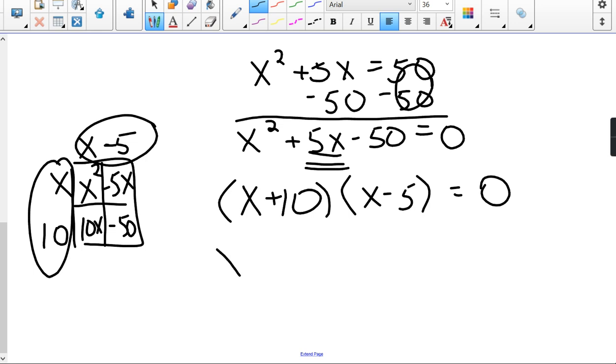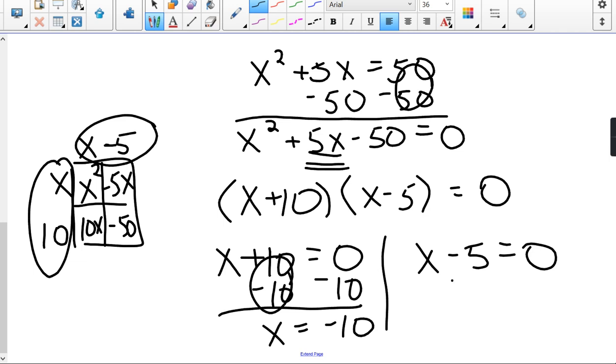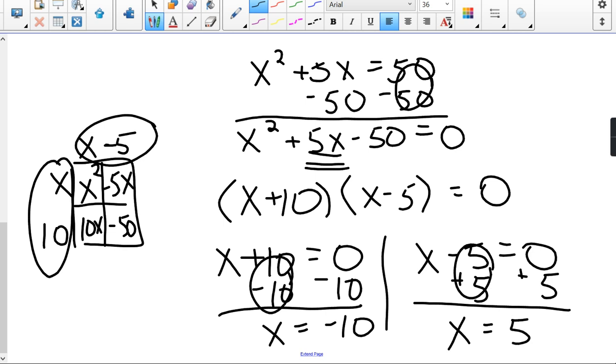And now I can solve each of these. So x plus 10 equals 0 and x minus 5 equals 0, using our zero product rule, which we've discussed in the past. Use inverse operation, subtract 10 to get 0. We get x equals negative 10. Add 5 to get 0. Add 5 on the other side, and we get x equals 5.